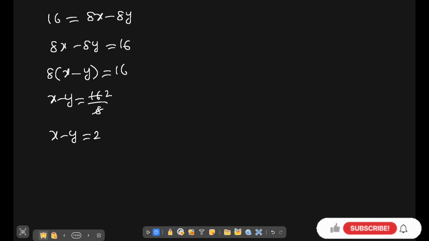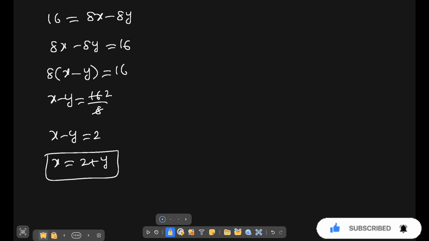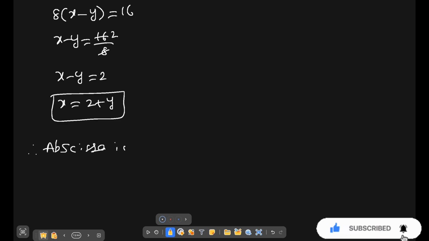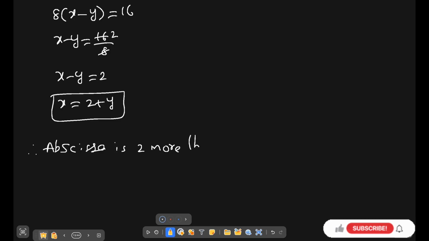Otherwise we can write it as x equals 2 plus y. That means the x coordinate is 2 more than the y coordinate. So the abscissa is 2 more than the ordinate. Therefore, the x coordinate means abscissa. The abscissa is 2 more than the ordinate, the y coordinate.